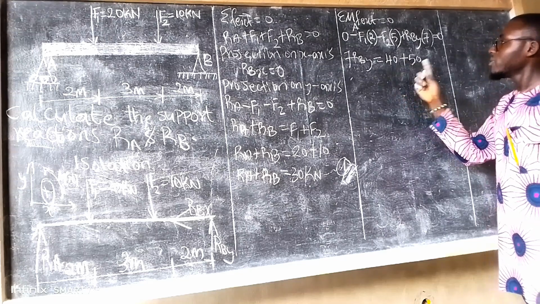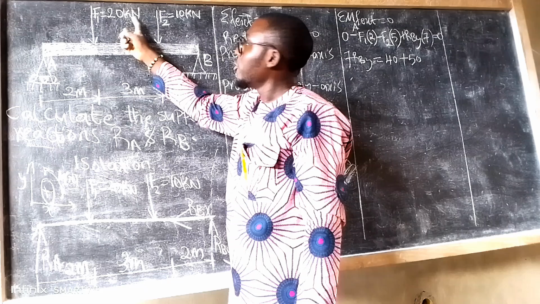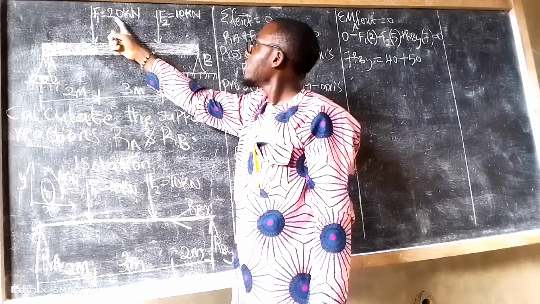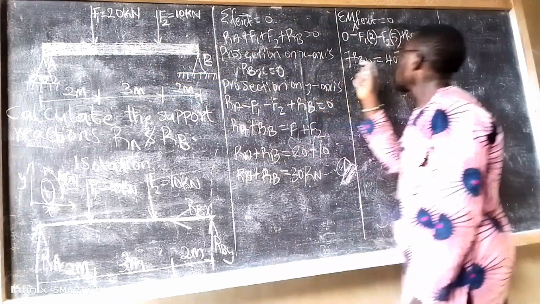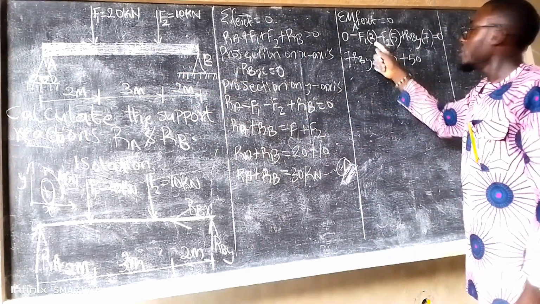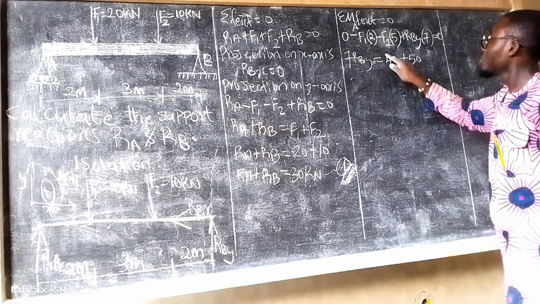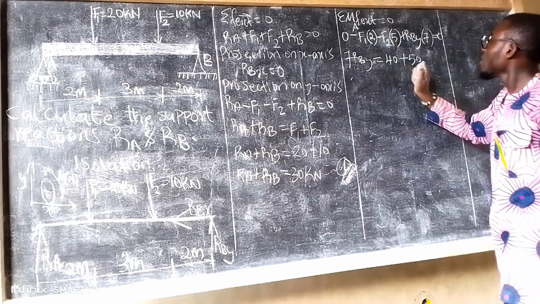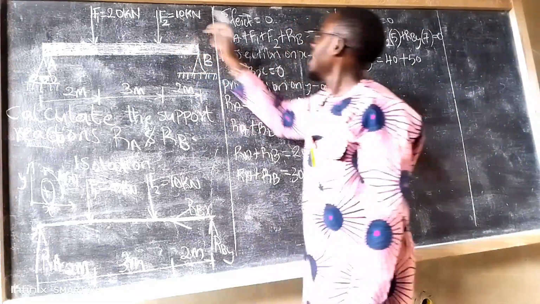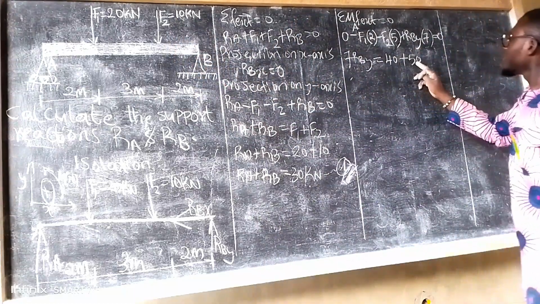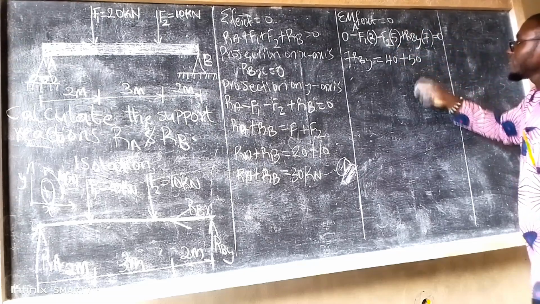Why do we have 40 plus 50? Because the value of F1 is 20 kilonewton. So we took 20, multiplied it by 2, gave us 40. Now when this negative sign crosses the equal sign, it becomes positive. That is why we have plus 40. The same for F2. The value of F2 is 10 kilonewton. 10 times 5 gave us 50. Here is a negative sign. When it crosses, it becomes positive 50.